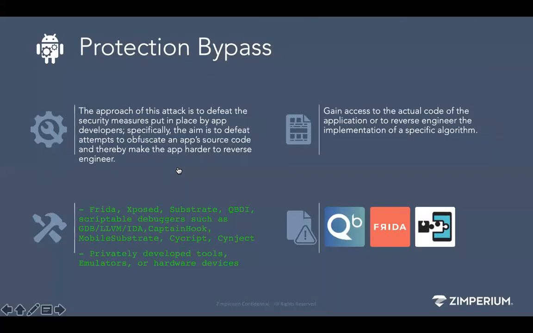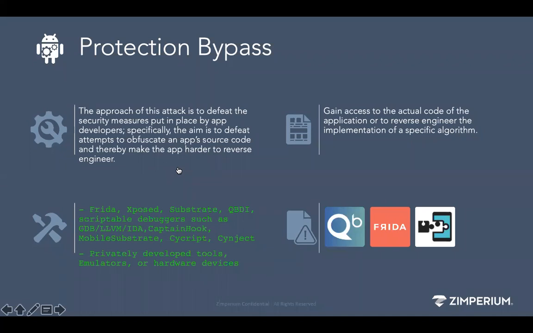And then protection bypass. If you're using any type of obfuscation technology, any type of protection to obfuscate your code, or maybe mask all your libraries and everything, it's possible to actually bypass those checks. What hackers are really trying to do is, if you want to hide your code from them, then they really want it, right? So it must be high value. They want to gain access to the actual code of the application or reverse engineer the implementation of a specific algorithm. If they can figure out how the algorithm works, then they can use that against you and learn about how your app works. And this is a full-time job for them.